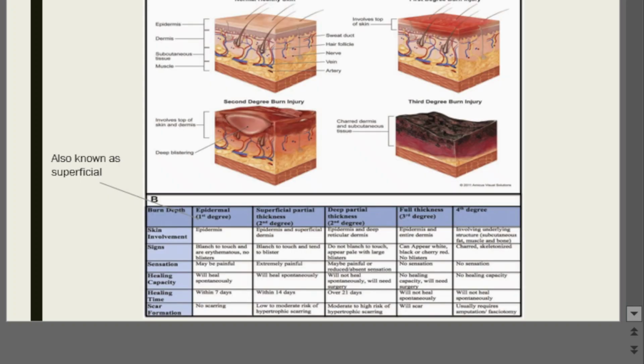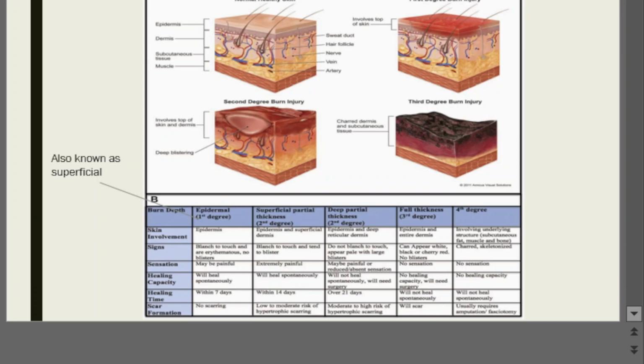Okay, so varying degrees of burn here. I wanted to show you this, one, because it shows what kind of dermal layers are involved in each of the burns, but I also wanted to show you what used to be called such and such degree is now called this extent, right? So let's move on from there.